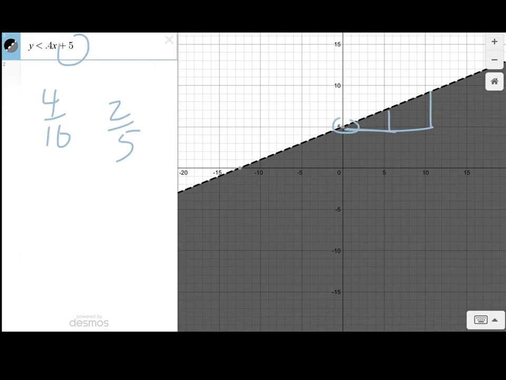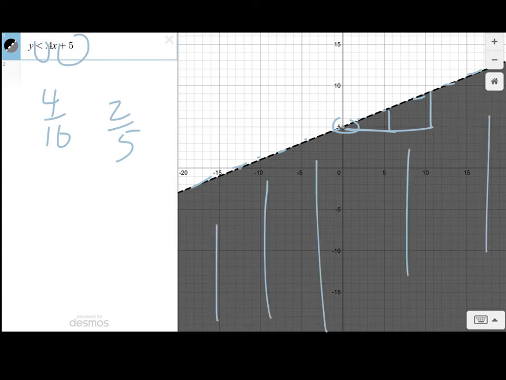This is less than, it is not equal to, therefore it is a dotted line. Any point on that line is not a solution, it happens to be the border. Everything over here is the answers. It should be true that 0, 0 works in this equation, since it's in the shaded region.